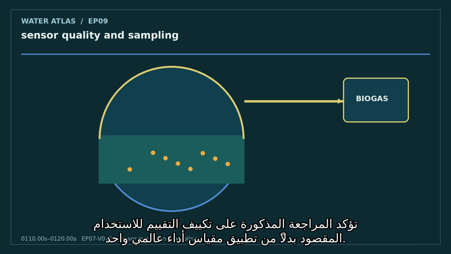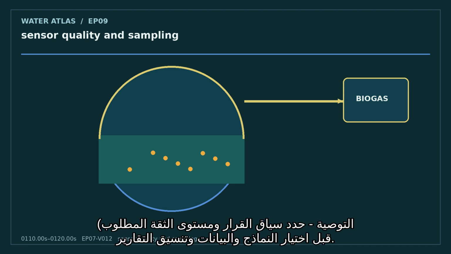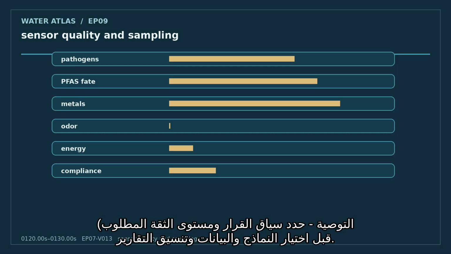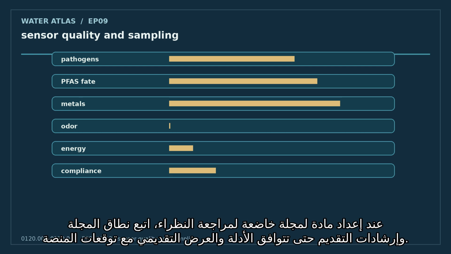Recommendation. State the decision context and required confidence level before choosing models, data, and reporting format. When preparing material for a peer-reviewed journal, follow the journal's scope and submission guidance so evidence and presentation match the platform's expectations.